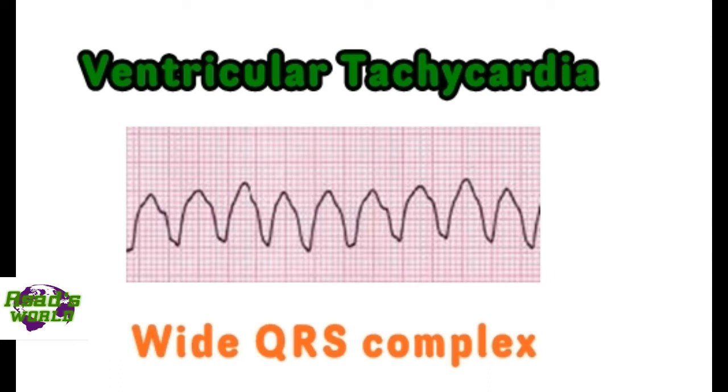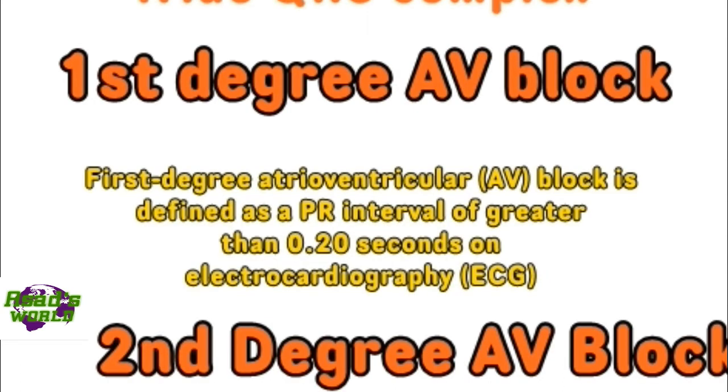Now talking about first degree AV block, you will find a PR interval of more than 0.2 seconds on the ECG graph. It is not a complete block, and the signals are only slowed through the AV node.